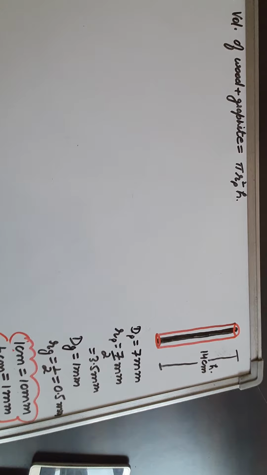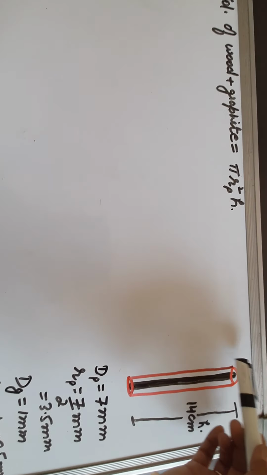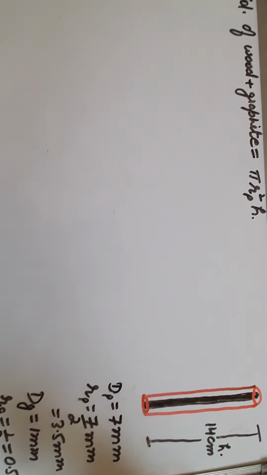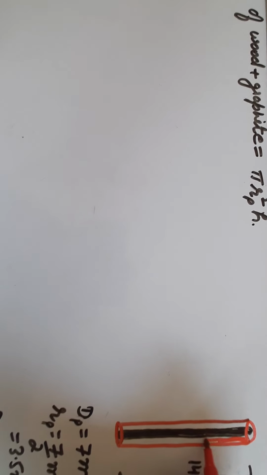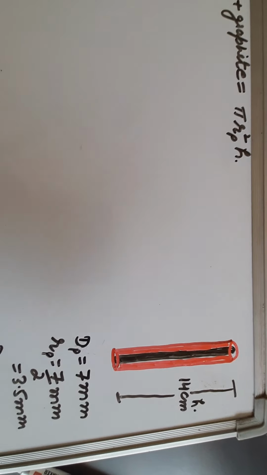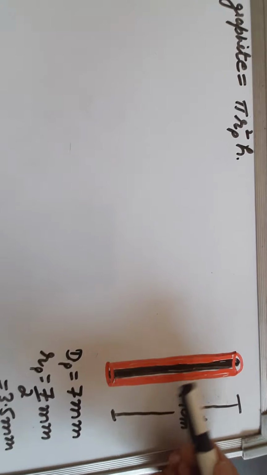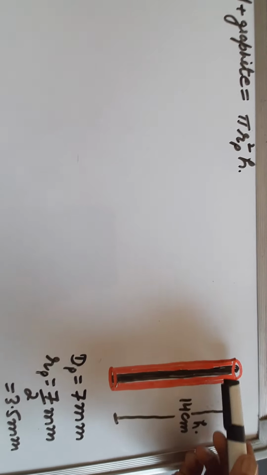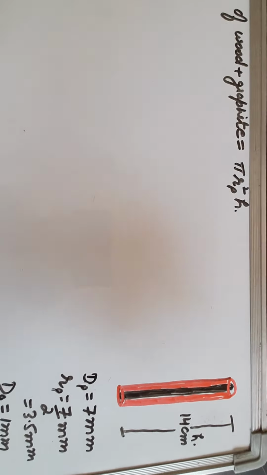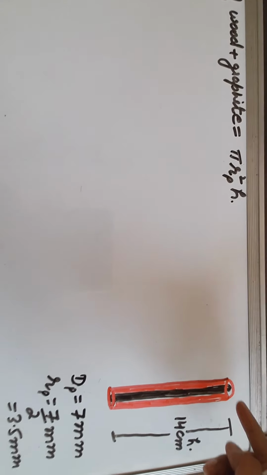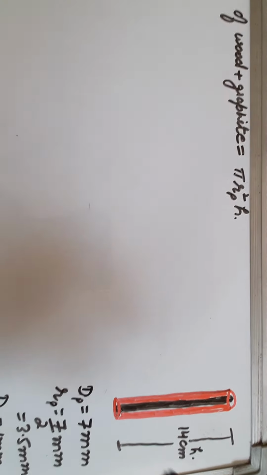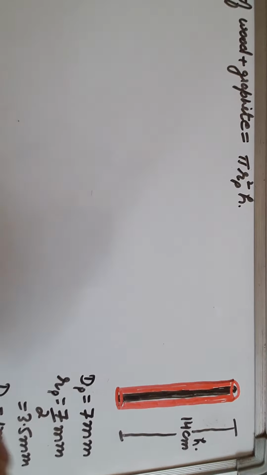So dear students, you all have seen a pencil. The pencil will look like this, and this part which you can see in red color is wood, and inside this wooden part we have this black part, that is graphite. As you can see, both are cylindrical in shape and both are filled in this cylindrical posture, right? Both are filled. That means they are talking about the volume of both the things.